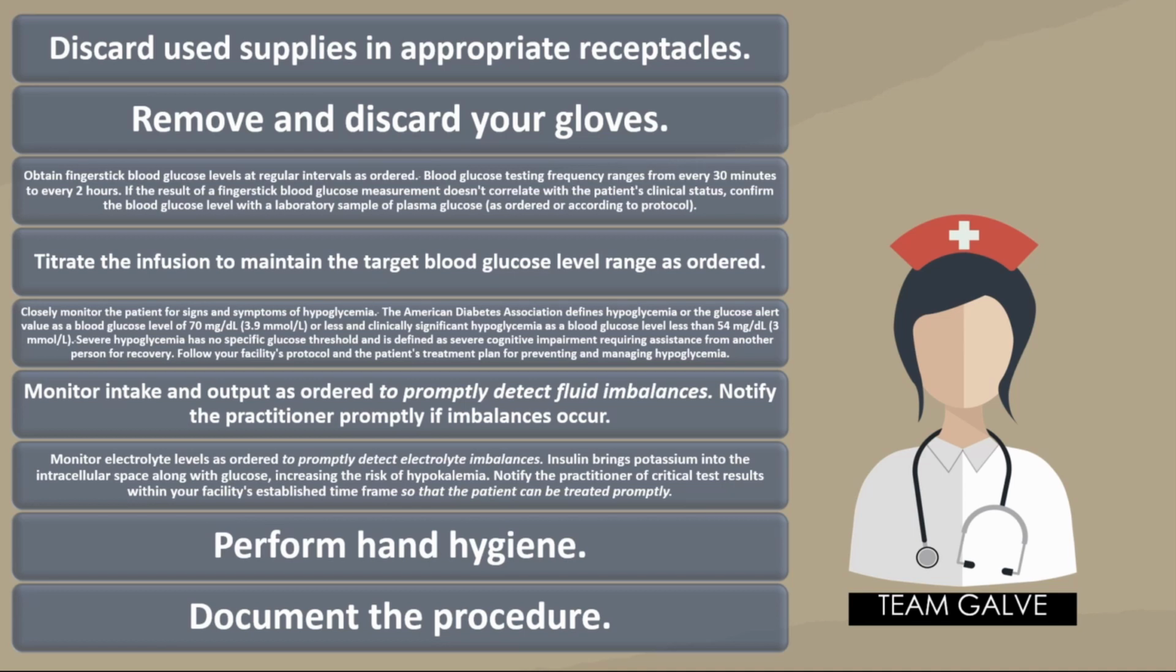Obtain finger stick blood glucose levels at regular intervals as ordered. Blood glucose testing frequency ranges from every 30 minutes to every 2 hours. If the result of the finger stick blood glucose measurement doesn't correlate with the patient's clinical status, confirm the blood glucose level with a laboratory sample of plasma glucose as ordered or according to protocol. Titrate the infusion to maintain the target blood glucose level range as ordered. Titration po every hour, depende, every 2 hours, every 3 hours. Nasa SOP namin ito.